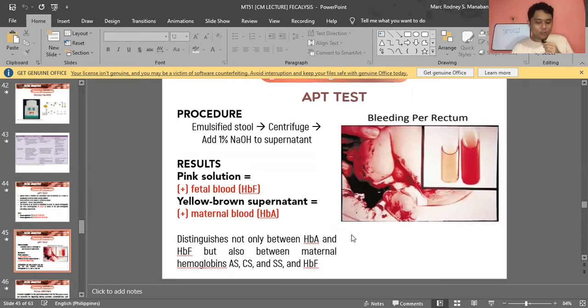Alright? Okay. This test distinguishes not only between hemoglobin A and hemoglobin F, but also between the maternal hemoglobins AS, CS, SS, and hemoglobin F. Okay? So mga different hemoglobin types, all right, pwede siyang ma-differentiate yapon. But of course, to better differentiate abnormal hemoglobins such as AS, CS, SS, electrophoresis is much more recommended. Okay? All right, so that's for the APT test. Again, para ni siya sa mga babies.